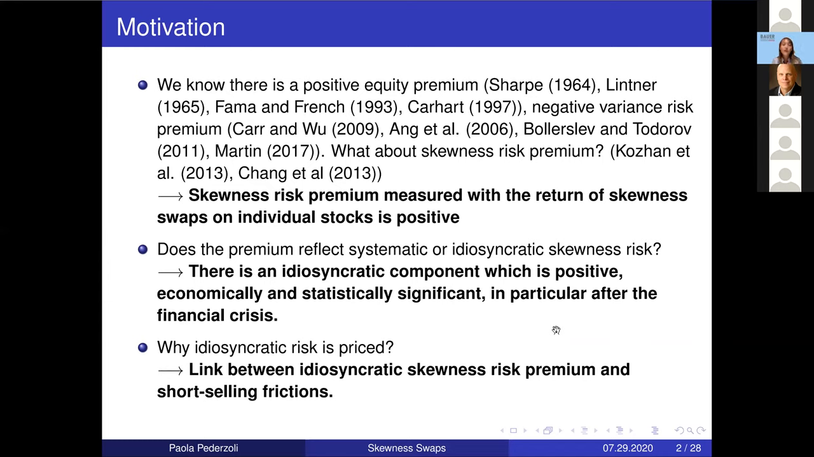And then, finally, the final question is, why is idiosyncratic skewness risk, in this case, priced? Because we know that in a frictionless asset pricing model, idiosyncratic risk should not be priced. So finally, I show that there is a link between the idiosyncratic skewness risk premium and short selling frictions, in the sense that the stocks where the short selling frictions are higher have a higher idiosyncratic skewness risk premium.